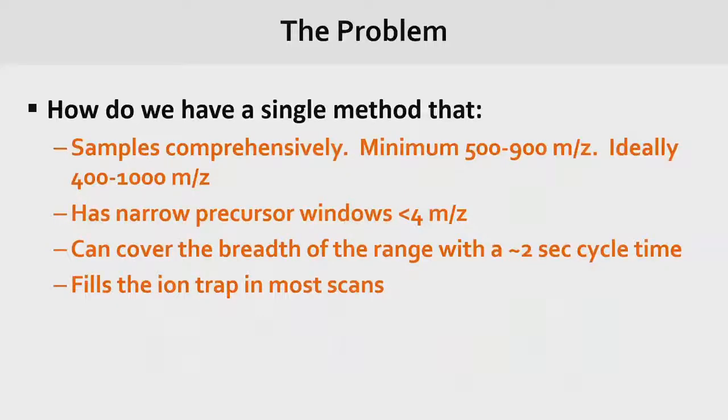for your use. So our lab started thinking about a decade ago, how do we have a single method that could sample comprehensively, minimally from 500 to 900, but ideally from 400 to 1,000, and has narrow precursor windows of less than 4 mass to charge.